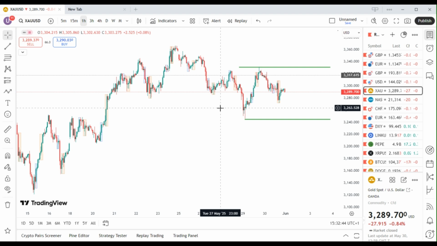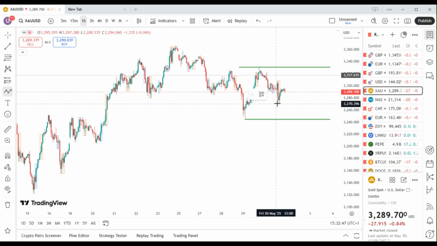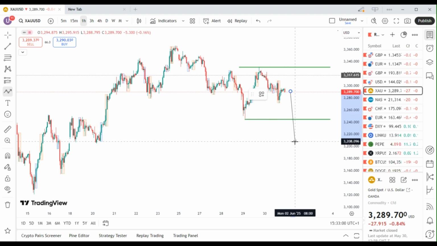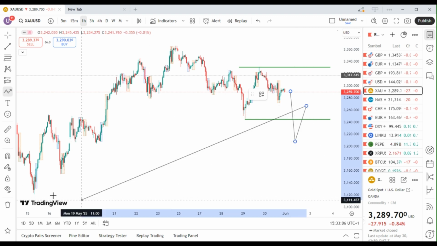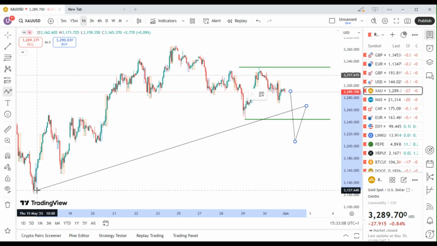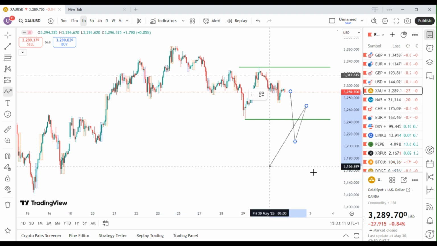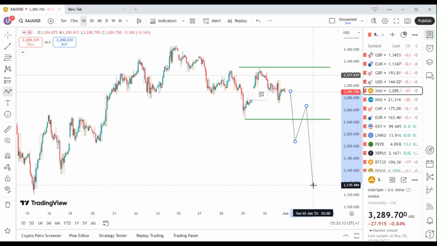Then alternatively, if price fails to close above that zone but closes below this green bar, that means we'll go bearish this week. You see this bar, this is our last low now. If price closes below it, that means we have broken structure, and we'll come back here for a pullback and take a sell to this support level, around 31.27. So that is our expectation on gold.